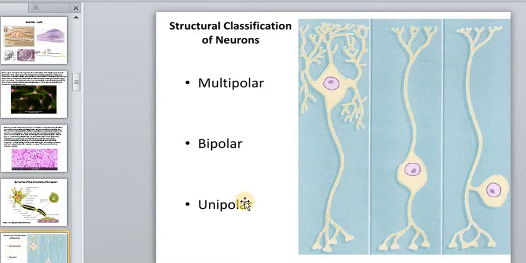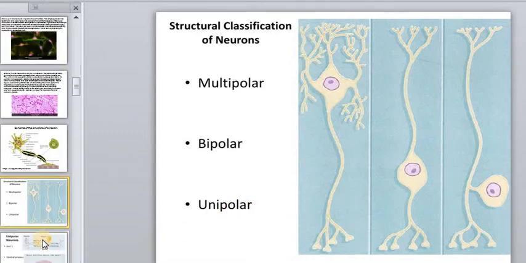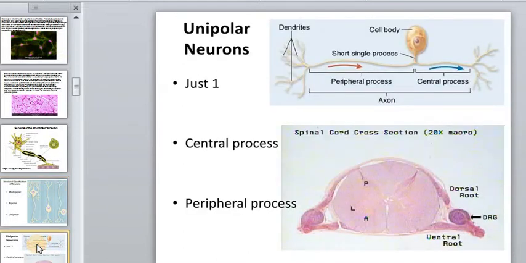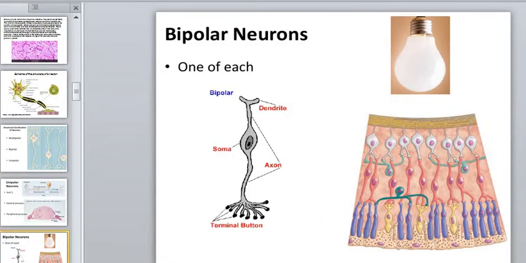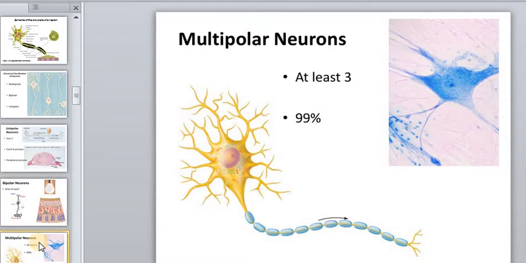Unipolar, as you see; bipolar is better to watch on the next slide. Unipolar neurons, bipolar neurons. Here you see only two fibers, one dendrite and one axon. Usually we can see these cells in the retina. And next one is multipolar neurons. You see, almost all of the nervous system consists of this type of neurons.